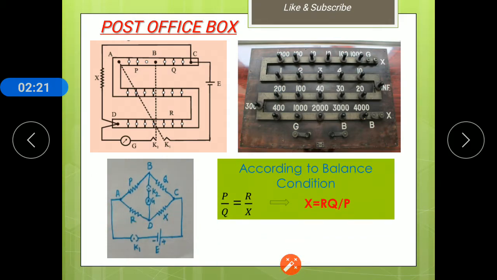Using this balanced condition of the Wheatstone bridge, we can find the unknown resistance. Take the ratio P by Q equal to R by X. So X is equal to RQ by P. This is how we can measure the unknown resistance using this simple post office box.